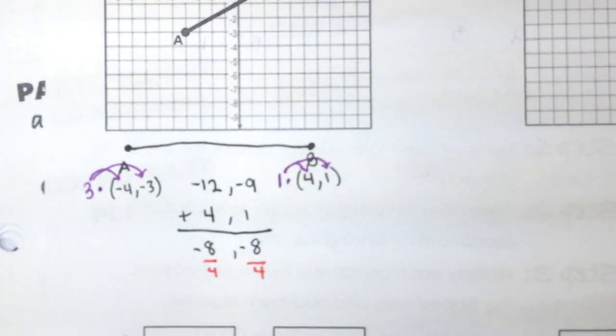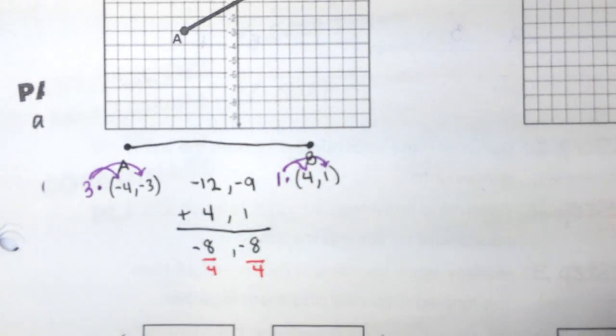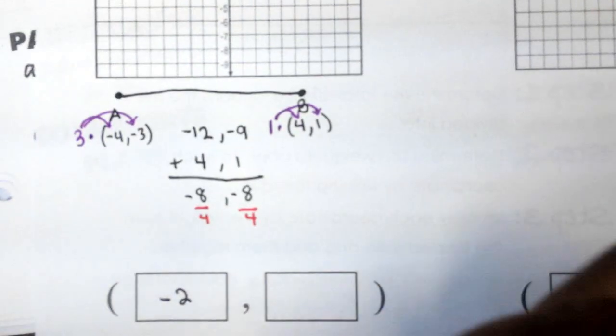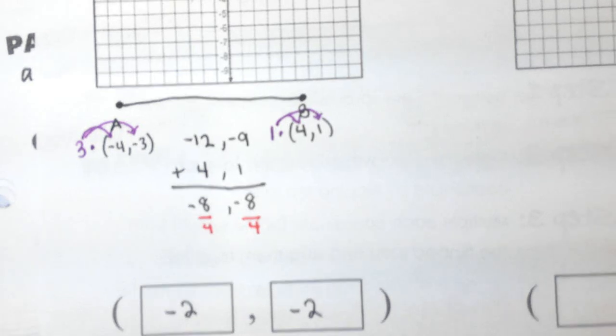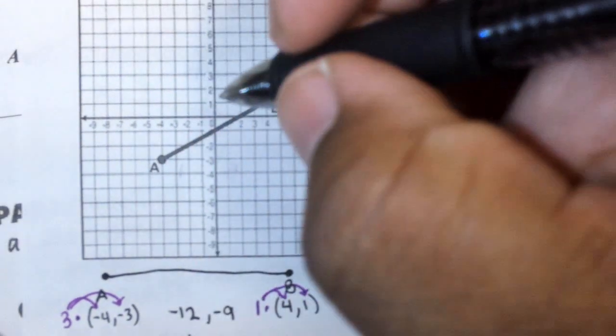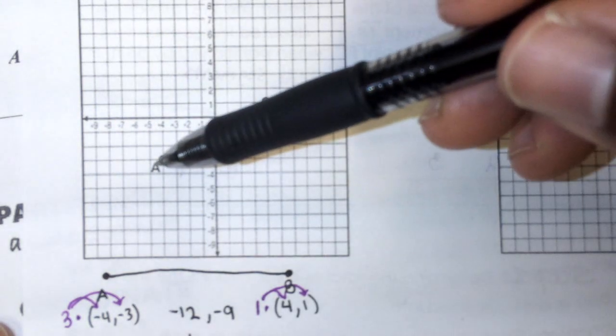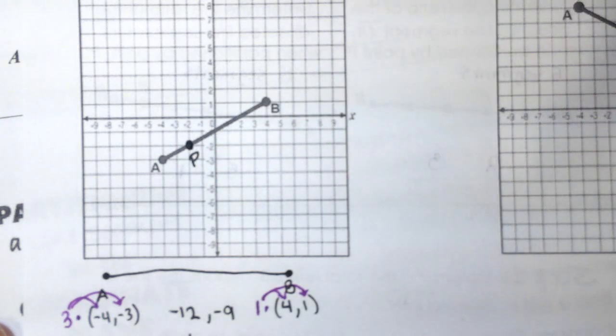We're dividing by 4. Negative 8 divided by 4 is negative 2, sorry. And then, same thing. So this is telling me that my partition point is at negative 2, negative 2. And that'll split my line into a 1 to 3 ratio from A to B. Let's see if it does that. On the graph, negative 2 is right here. That'll be my P. And yeah, it splits my line into a 1 to 3 ratio.